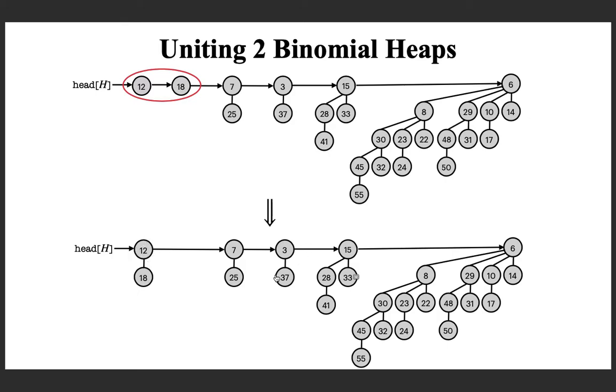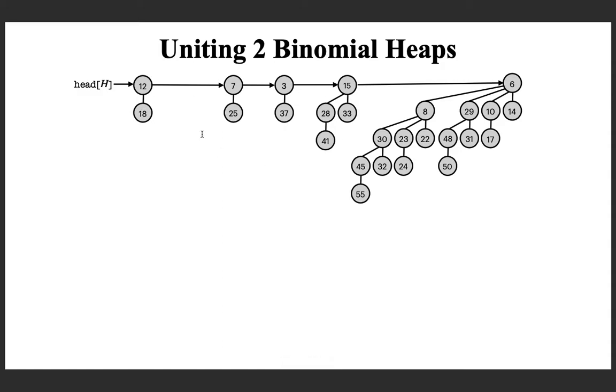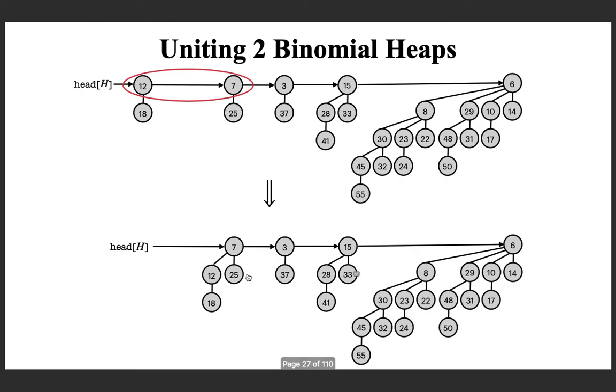You copy this result to the next slide. This is what we obtained. And if you look at the degree sequence, now you can see that there are 3 binomial trees of degree 1. That is not allowed. So what do you do? Maybe you try combining the first 2 into a single binomial tree, which will result in this.